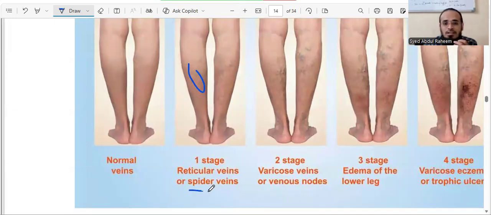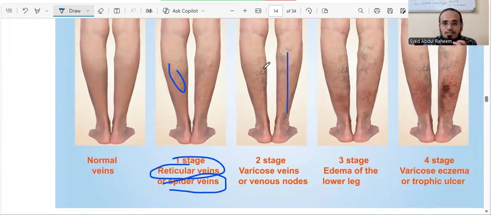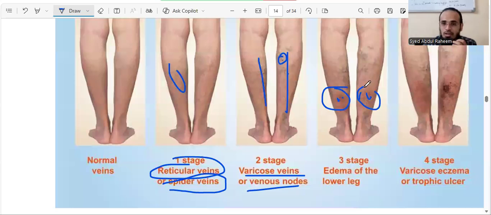These are the spider veins, what we will call reticular veins or spider veins. Now the second stage has started, varicose veins or venous nodules. Gradually the nodules are present and swelling develops. Here swelling is not there, you can see. Gradually swelling is there, and some sort of blackish color started. Here also there are nodules plus swelling plus blackish color.